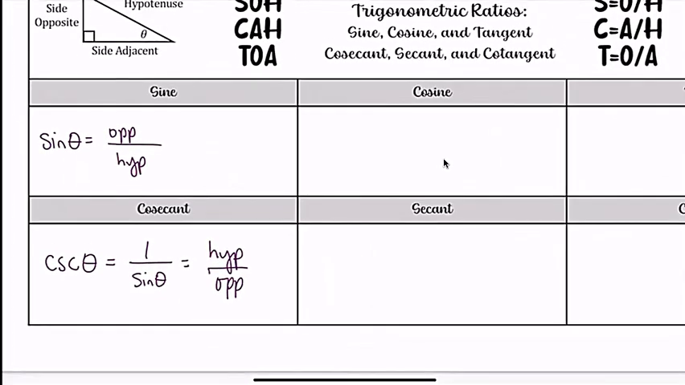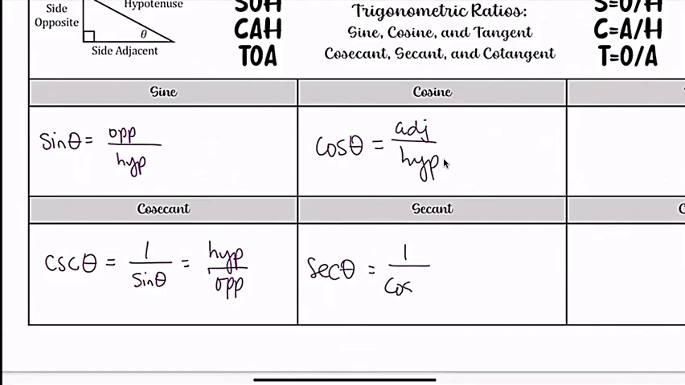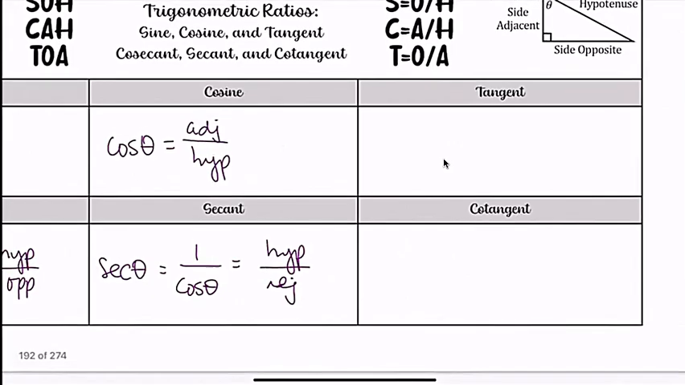So we have cosine, our next one. It's the SOHCAHTOA. So cosine of theta is A over H, or adjacent over hypotenuse. Secant is the reciprocal of cosine, so 1 over cosine, which means we're just going to flip it over, so hypotenuse over adjacent. And then last but not least, we have tangent.